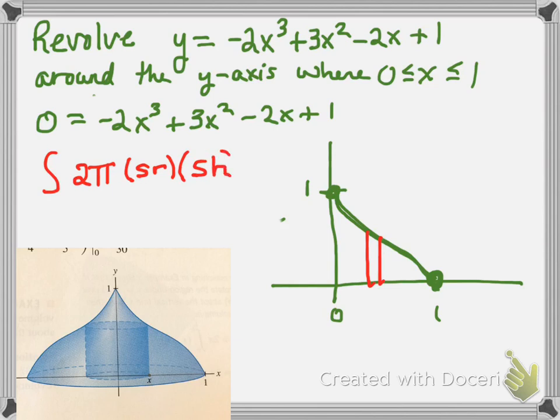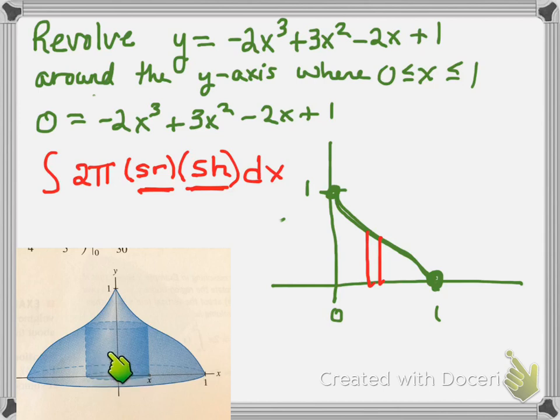times shell height. Now the question is, are we using a dx or a dy? It's all in the partition. Anytime you have a vertical partition, that means your problem is a dx problem, which means I can only use things with x's in here. I cannot use anything with y's. All right, well, let's think about that. Your shell radius and your shell height.